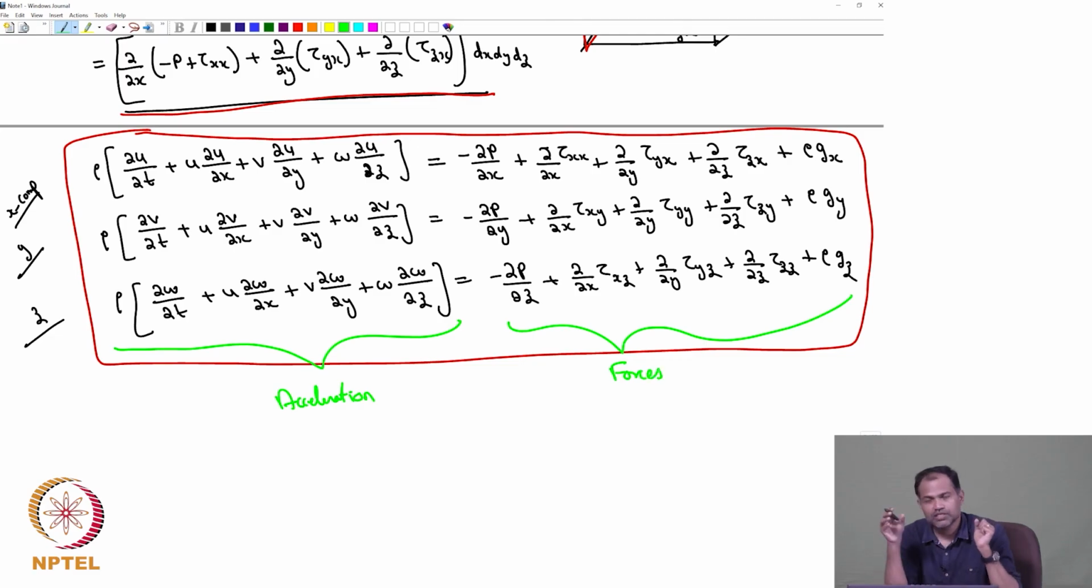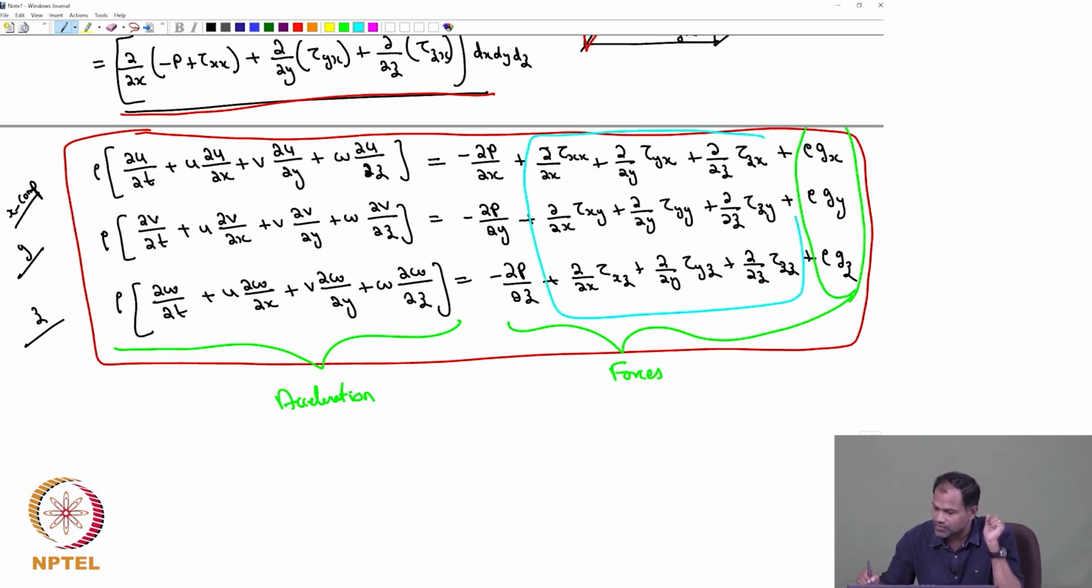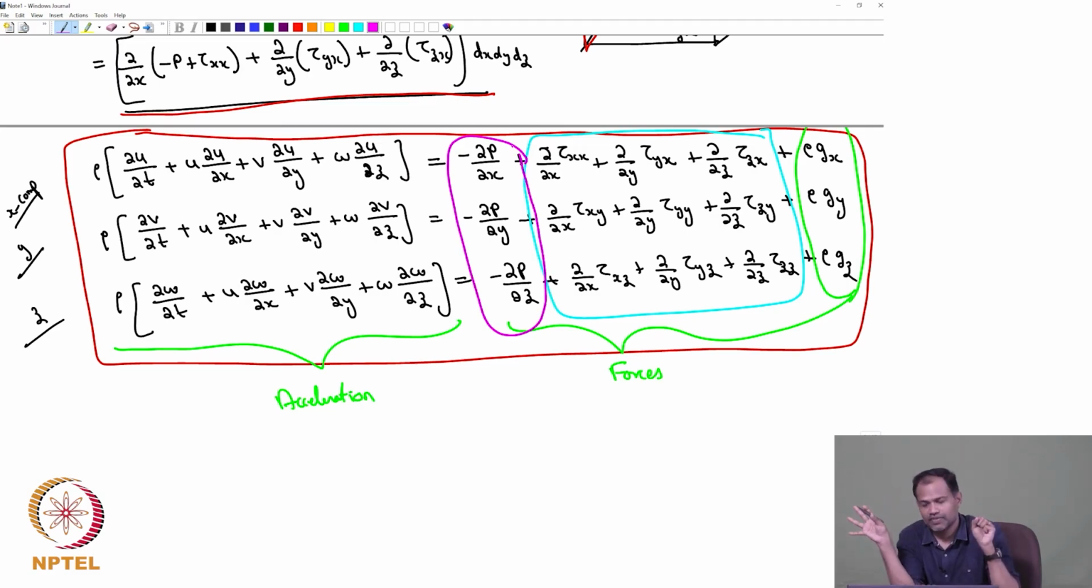So, this side is nothing but total forces. The forces consist of parts: one is gravity forces, another is viscous forces, and then we have pressure forces. So, in each equation, acceleration is equal to pressure plus viscous forces plus gravitational forces. That is all it is.